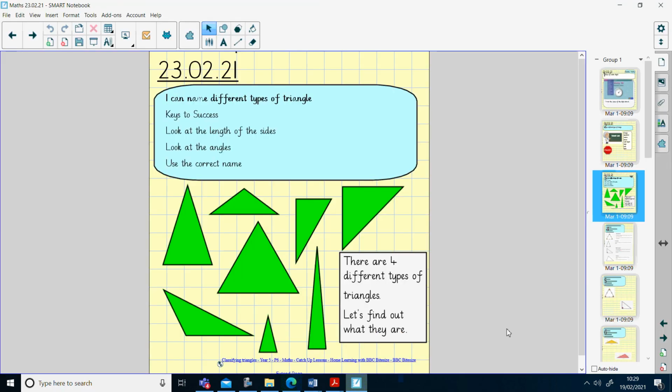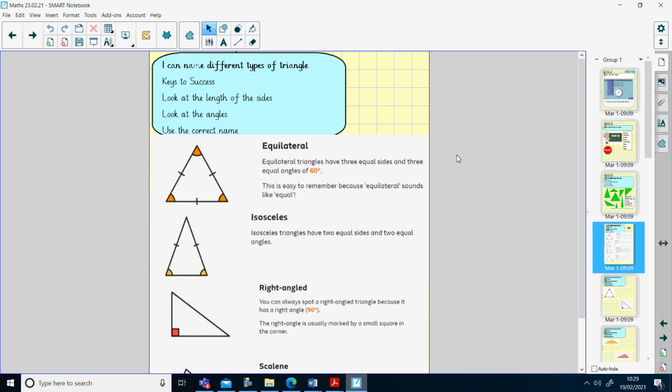Okay, so they were the 4 different types of triangle. Let's have a look at those in more detail. So when we're identifying different types of triangle, it's really important that we look at the length of the sides, we look at the angles, and we use the correct name for the type of triangle it is. So as I've already mentioned, that equilateral triangle, it has 3 sides, which is the same for all of the triangles. They all have 3 sides. But in an equilateral triangle, as the name suggests, equal, they have 3 equal sides. So they're 3 sides of the same length, and each of these angles here is 60 degrees.